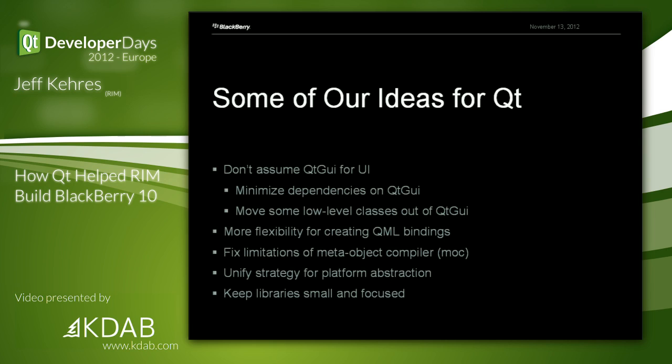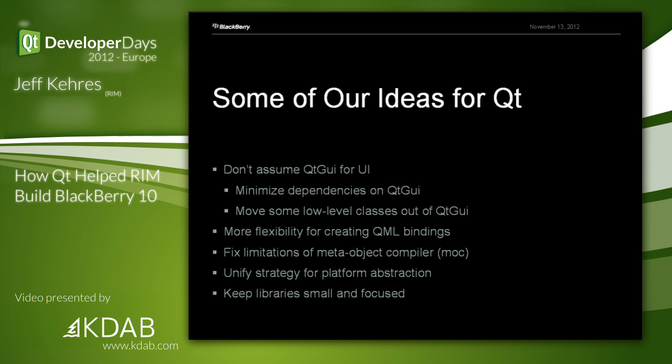So first of all, we'd like to see the dependency on Qt GUI minimized, obviously, because we have an alternative UI stack. So if there's a library that contains UI-related APIs and non-UI-related APIs, we'd like to see that maybe split into two different libraries. There are also some low-level classes in Qt GUI, like QImage, QColor, QVector, that we'd like to see moved out so that we could use them in Cascades. And some of these points may already be addressed in Qt 5.